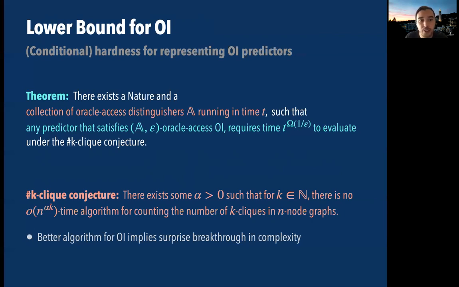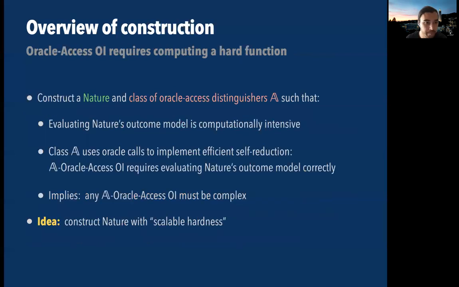The connection to K-clique and to sharp K-clique is quite generic. One could imagine basing it on a number of hardness results or conjectures. We do this in the paper. And I think the main way to think about it is that, at the level of generality that we're working at for Oracle Access OI, if you were to significantly improve on the construction, it would imply a breakthrough in various complexity results.